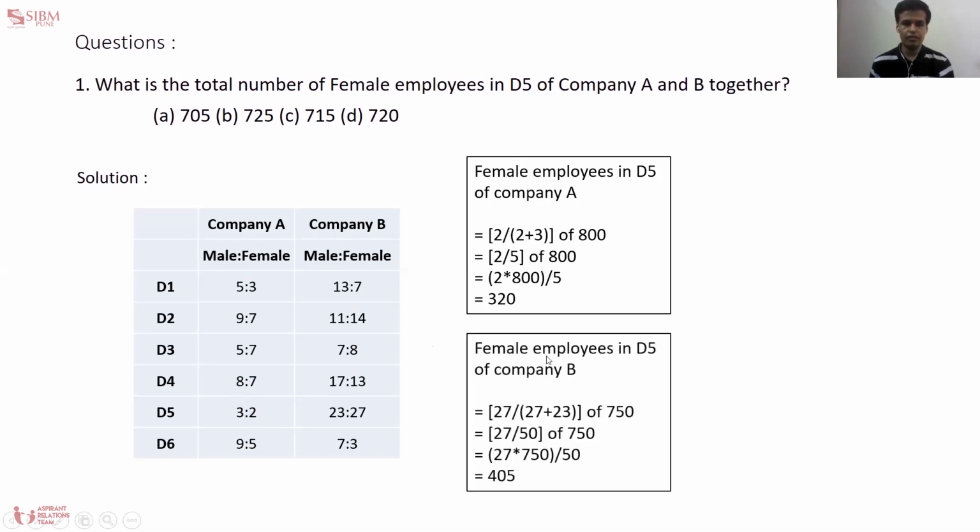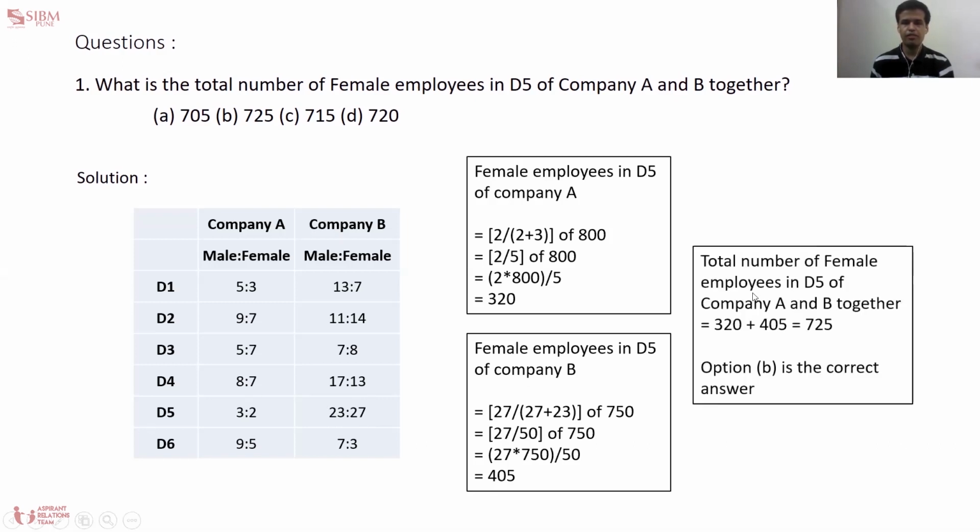Similarly, we can calculate female employees in D5 of company B. To calculate the number of female employees, we will take the ratio of 27 divided by 23 plus 27, which comes out to be 405. This 750 was the value calculated previously of the number of employees in D5. So the total number of female employees in D5 of company A and B together is 320 plus 405, which is equal to 725. So option B is our correct answer. Let us move to the next question.